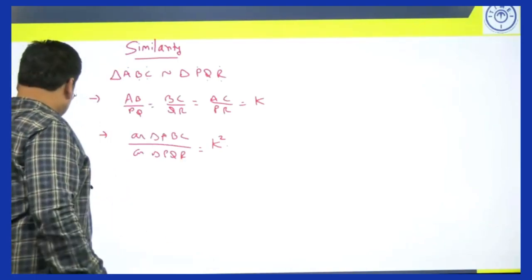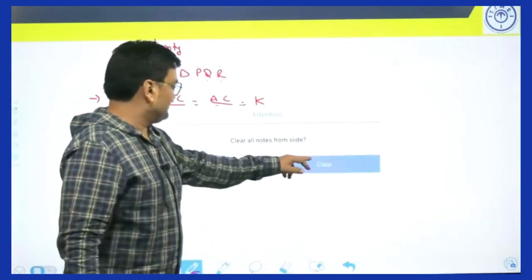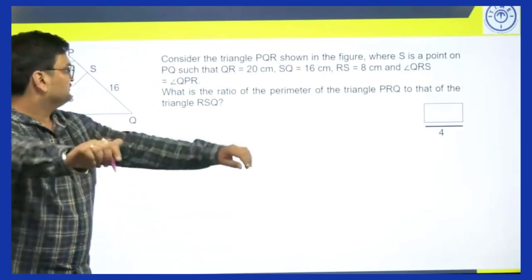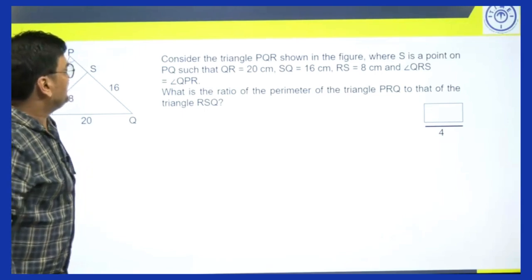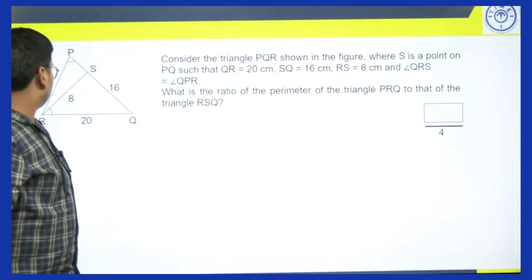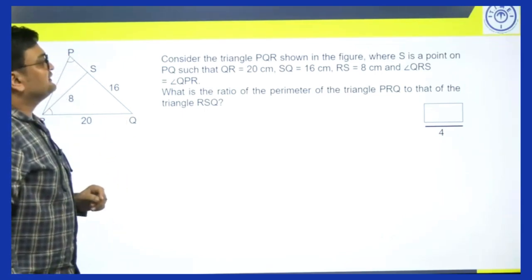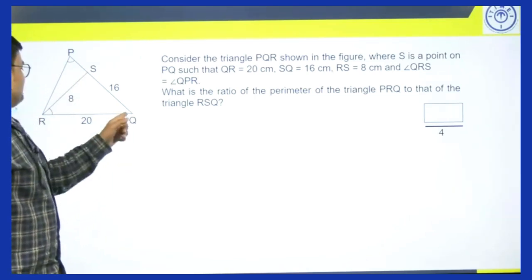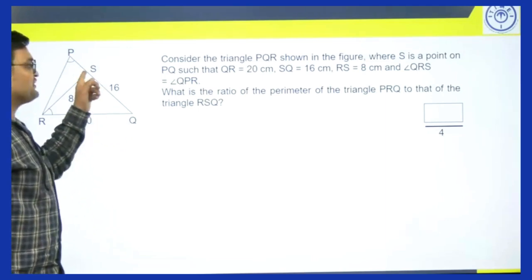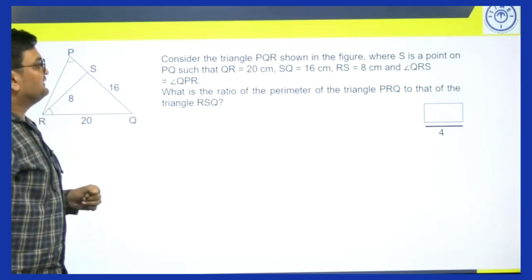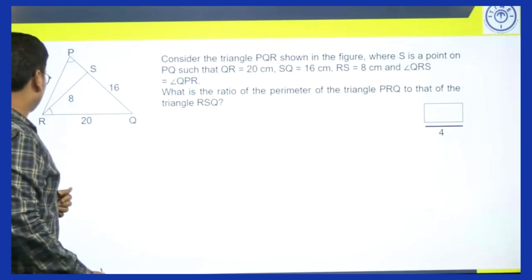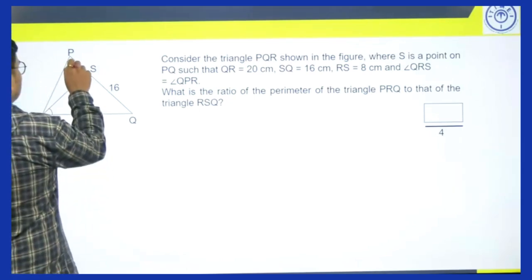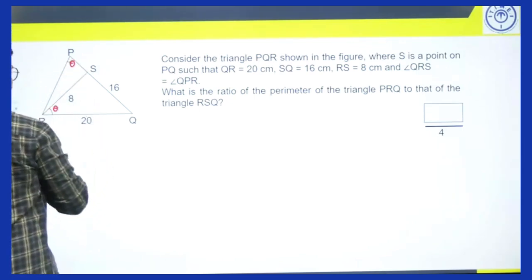So now, after this basic understanding of similarity, let us enter the question. Let's solve it. Consider the triangle PQR, where S is a point on PQ such that QR is 20, SQ is 16, and RS is 8. Angle QRS is equal to angle QPR. So if this is theta, this is also theta.